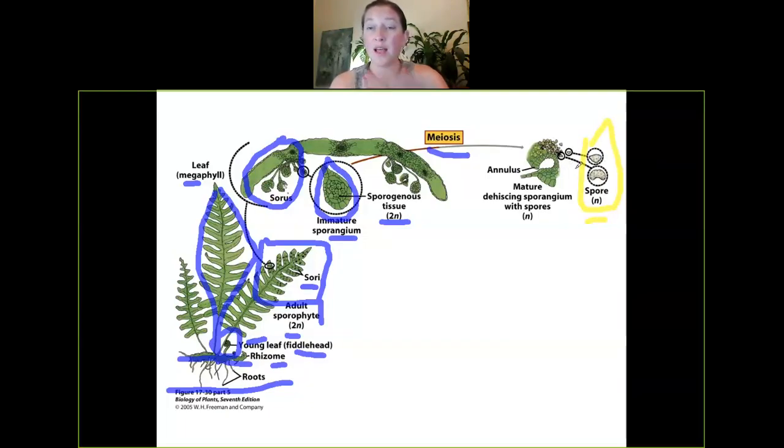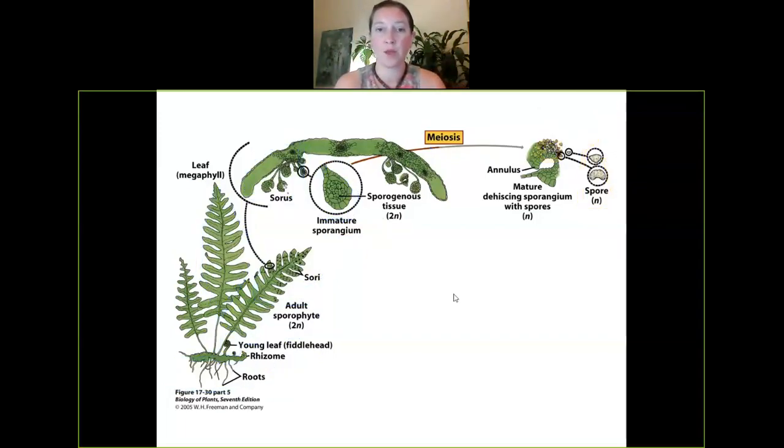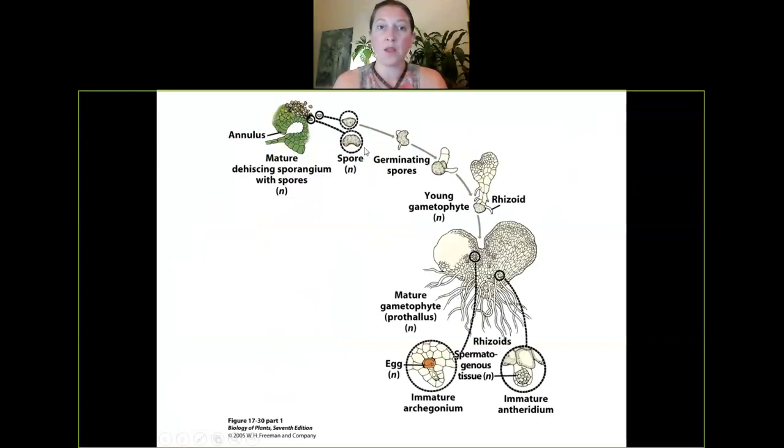Here is that annulus opening the sporangium like the Pac-Man that we just saw in the videos. It's opening it up and it's going to flick them out. So here's all the spores getting ready to get flicked out, and here they are, on the move. So that's where this slide leaves off.